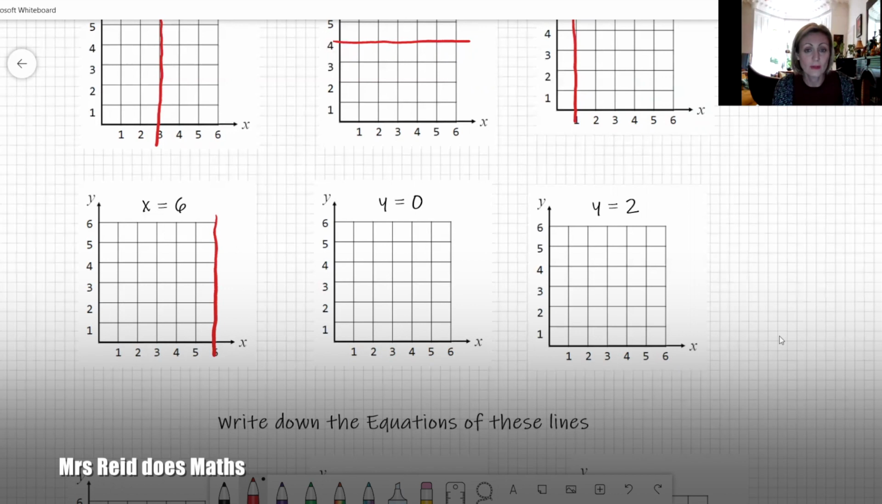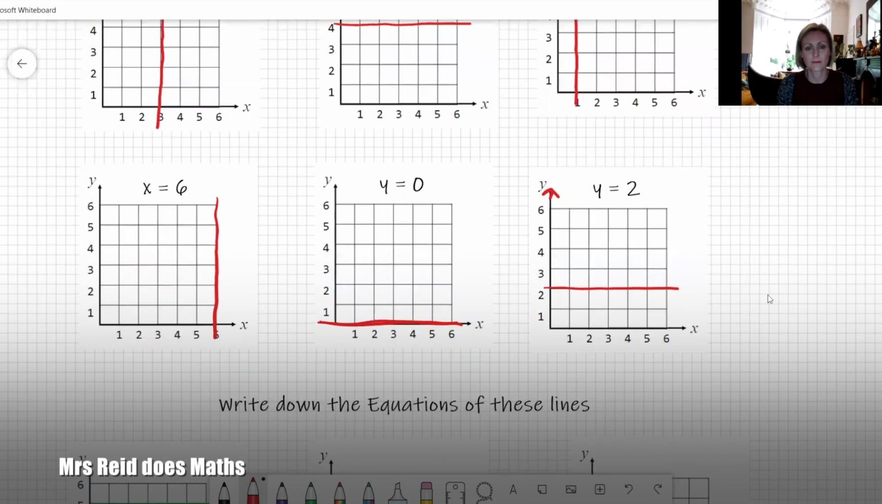Y equals 0 will be 0 up in the y direction, and not only parallel to the x-axis, but it is in fact the x-axis. So y equals 0 is the x-axis, and x equals 0 is the y-axis. Y equals 2 means it's 2 up in the y direction. The y direction is up the way, so 2 up, and it's parallel to the x-axis.